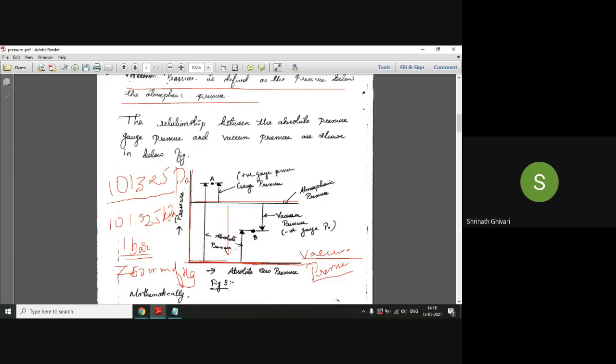Below this pressure, whatever is there, that is vacuum pressure, and above this pressure, that is called gauge pressure. So what is gauge pressure? Gauge pressure is a pressure which is above atmospheric and measured using a pressure measuring instrument. Have you seen a pressure gauge, which has a dial and the readings placed on it, in terms of bar or in terms of kg per centimeter square?